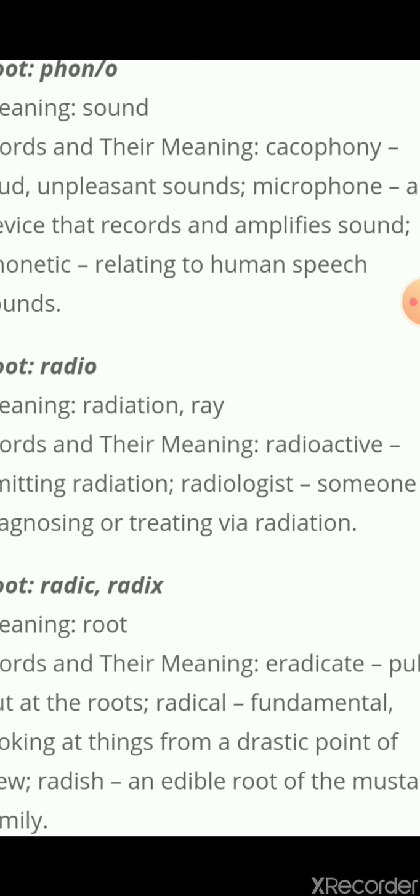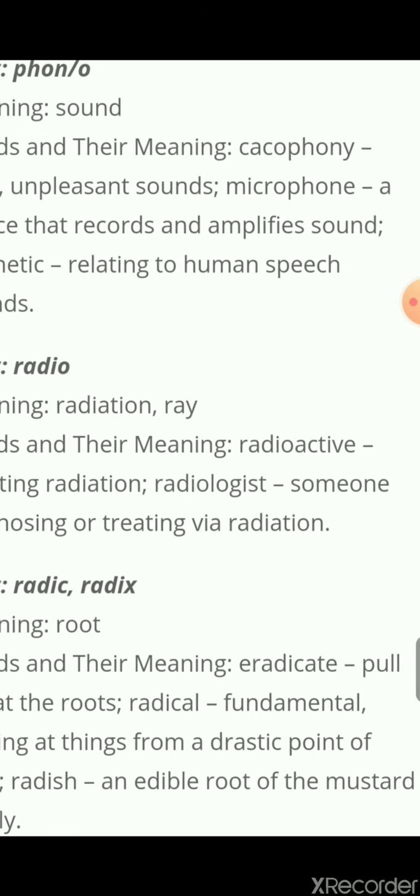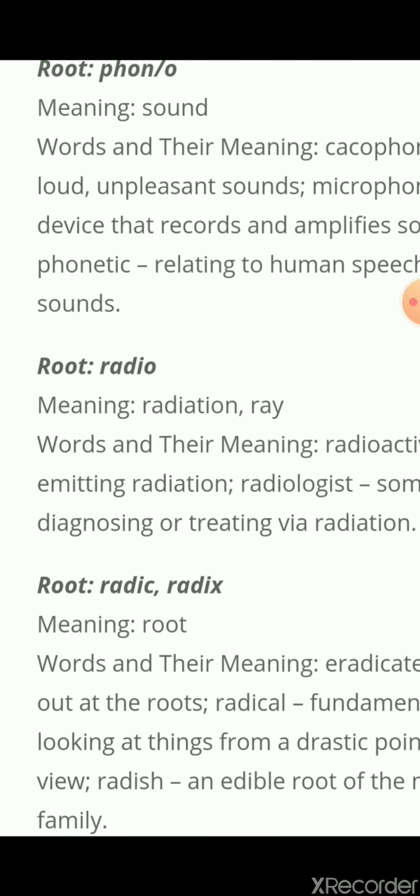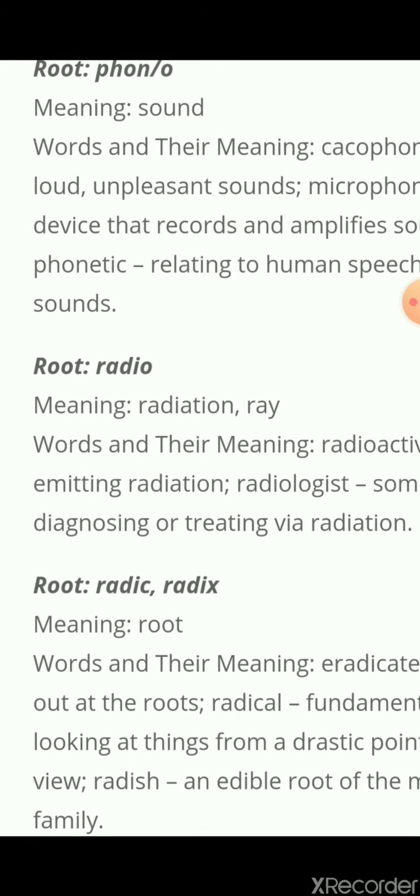So words and their meaning: cacophony, it's all related to the sound, loud, unpleasant sound. Microphone, again a device that records and amplifies sounds. Phonetic, phonetic studies, everything related to the correct sound. Now how to relate the sounds, phonetic sounds, when we take the classes of language training classes?